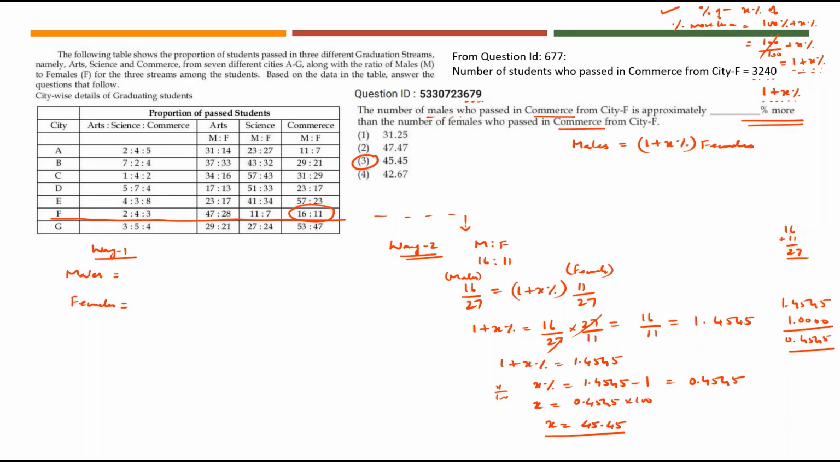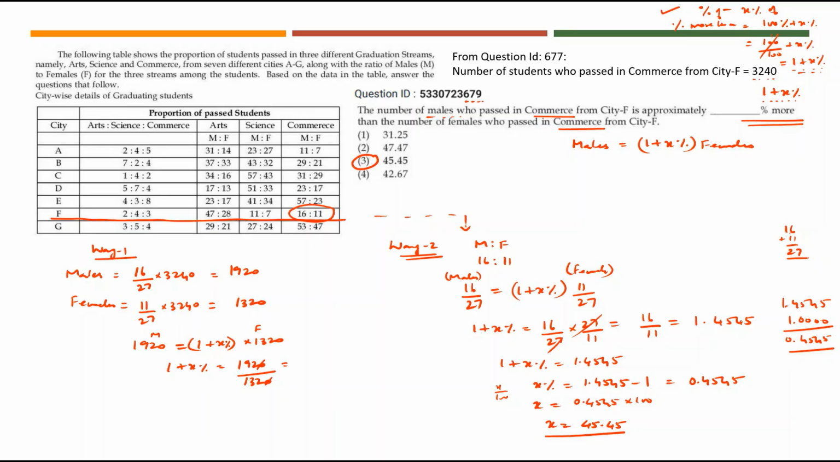When you take this particular way, we know 3240 from one of the questions. Males will be 16 by 27 into 3240, which will give a value of 1920. When you take female, it is 11 by 27 into 3240, which will give a value of 1320. Now you have to equate 1920 is equal to 1 plus X percentage of 1320. This is for the male and this is for the female count. From here 1 plus X percentage will be 1920 divided by 1320.